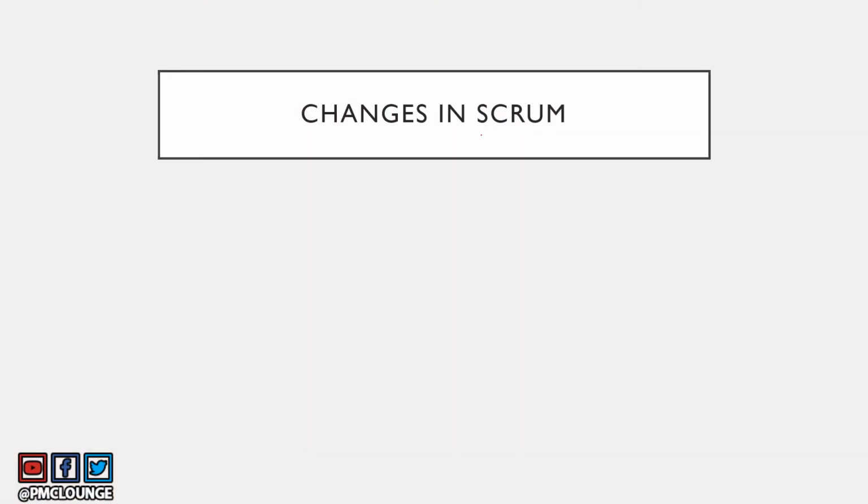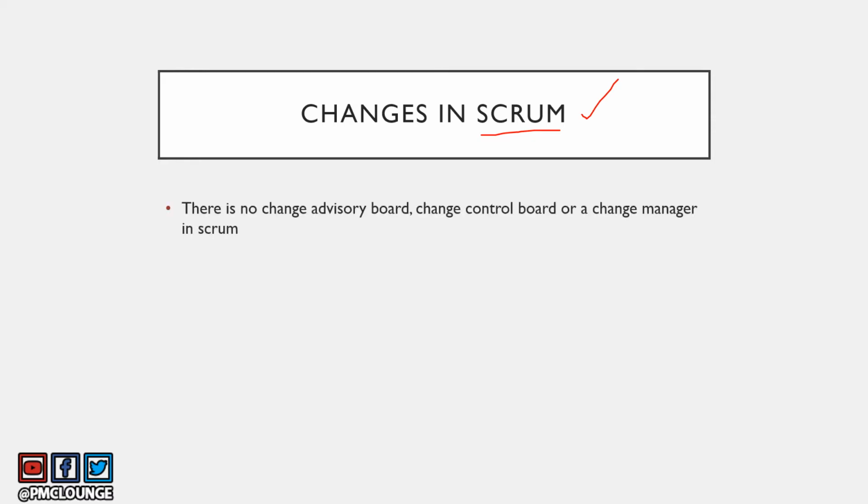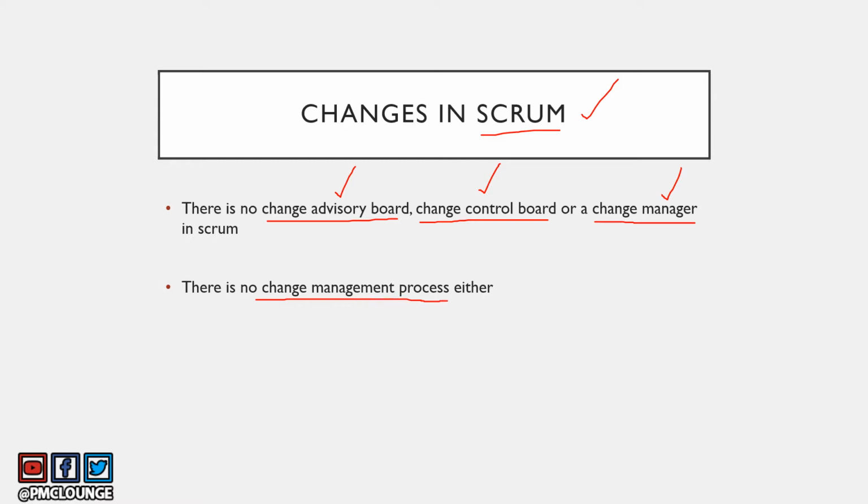So we all know that Scrum, Agile, they are very welcoming of changes. Changes are not frowned upon when you're working in such environments. But the fact remains that there is no change advisory board, which is basically a group of people that advise the project team on changes. There is no change control board, which is again a group of people that approves or rejects those changes. And a change manager, a person specifically responsible for managing changes. So there is no such role in Scrum. Also, there is no change management process either in Scrum. So all of this does not exist when it comes to Scrum.